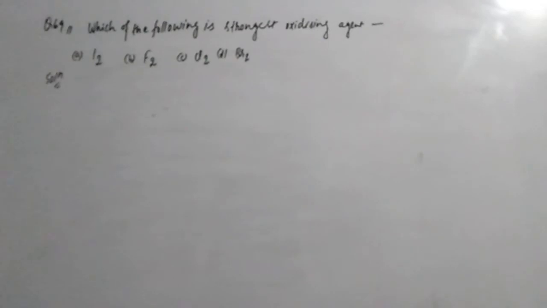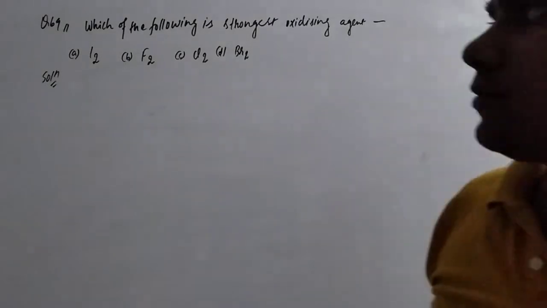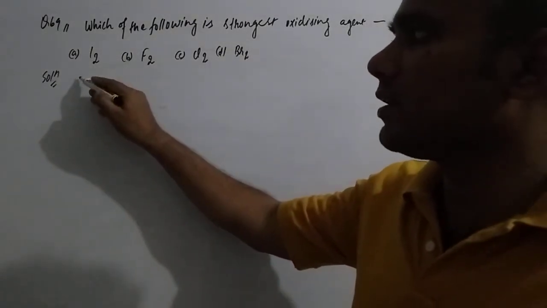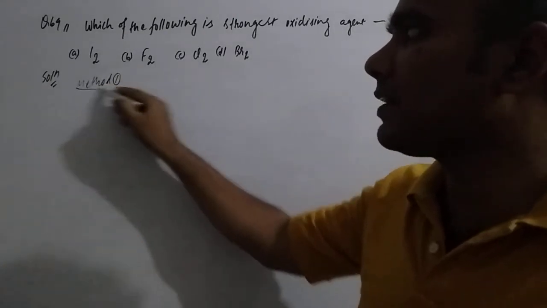Student, now let us see the very easy problem that has been given, directly asked, which of the following is strongest reducing agent? Dear student, there are two ways to do this, okay, that is the easiest way, that is method 1. You can apply this one also, method 1. So what is method 1, student?